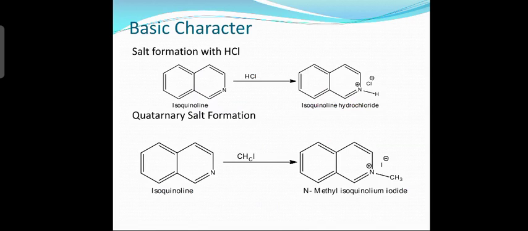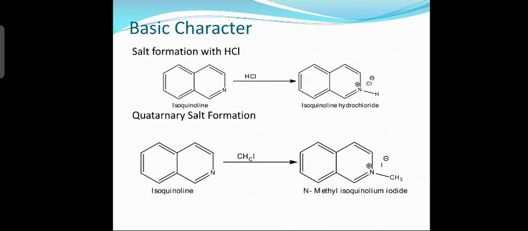Now next let us see the properties. First one is basic nature. Isoquinoline is a stronger base than quinoline. It gives isoquinolinum salts with inorganic acids and quaternary salts with alkyl halides.